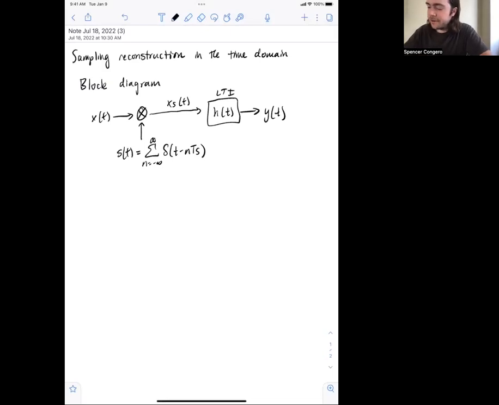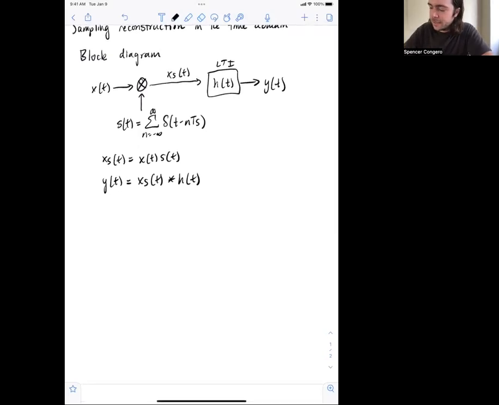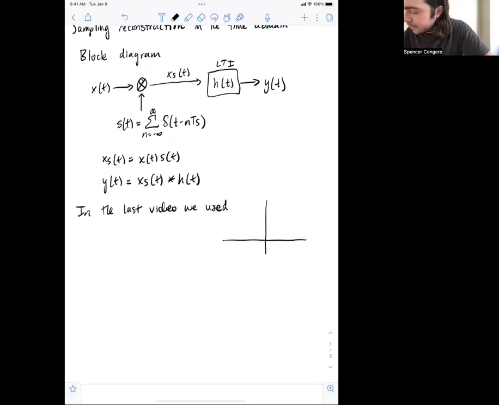All right, so that is our block diagram here, and I'll just make a note that the sampled signal is x of t times s of t. That is that symbol there, that circle with an X in it, and my output y of t from the LTI system, of course, is the input, x sub s of t, convolved with the impulse response, h of t. And in the last video, if you remember, we used a particular frequency response for that LTI system, and it looked like this. We had negative omega sub c, the cutoff frequencies. It had height T sub s, and that was my H of omega.